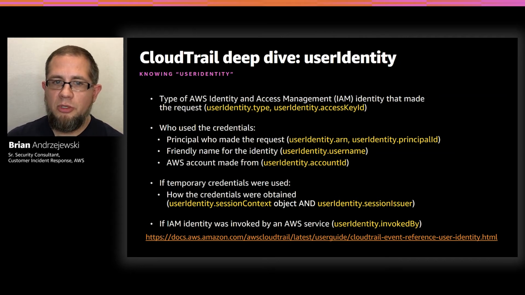And then most importantly, the AWS account that it was made from, which is the account ID, which helps when you start talking about cross-account access. If temporary credentials were used, you're also going to get a user identity session context and user identity session issuer. We're going to go over some examples that amplify this. And if an AWS service was invoked, that's captured as a separate field, which is invoked by. Further information is included in the link on this slide.